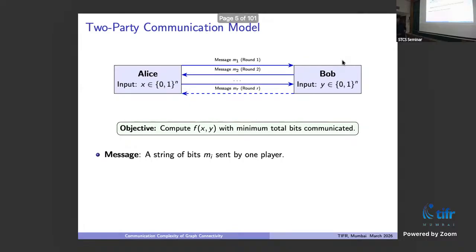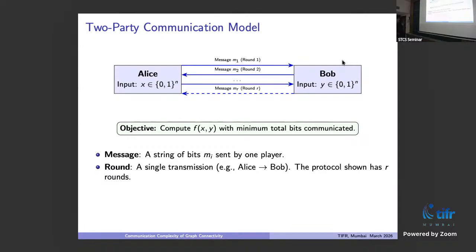So we'll think of the communication as going in rounds. For instance, in this protocol, Alice sends a message M1, then Bob looks at that, sends back a message M2, and so on. Any message that Alice sends can only depend upon the input that she has and the messages that she has seen. So this is the standard two-party model.